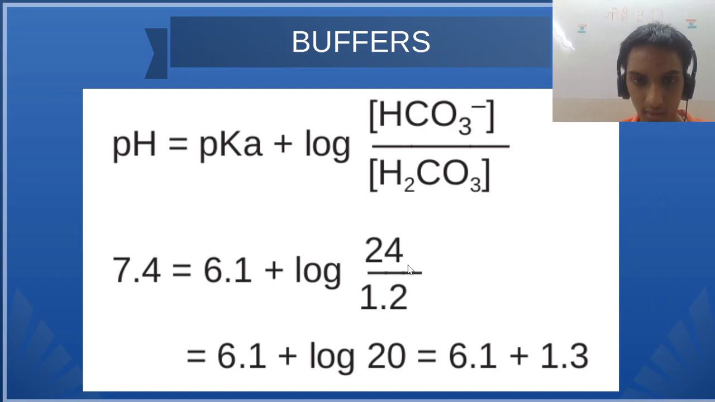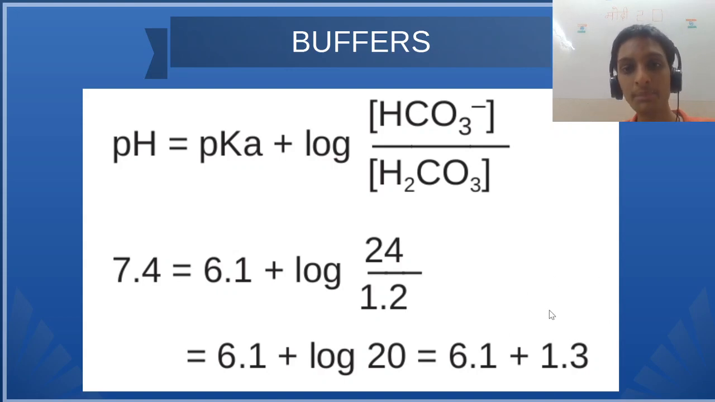Now let us apply the Henderson-Hasselbalch equation to this buffer. pH is equal to pK plus log of bicarbonate ion by carbonic acid. Substitute pKa 6.1, bicarbonate ion as 24, carbonic acid as 1.2. If we substitute all of this, this will become 20. So log 20 is actually 1.3.